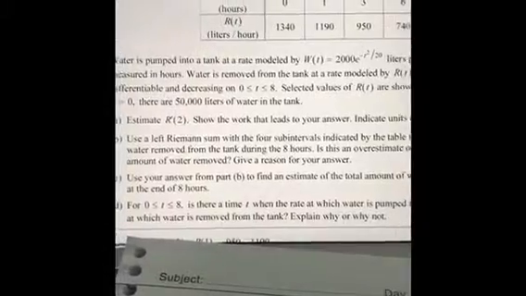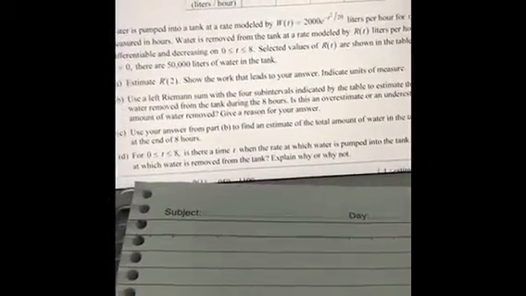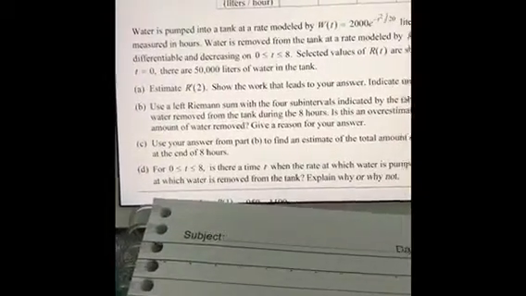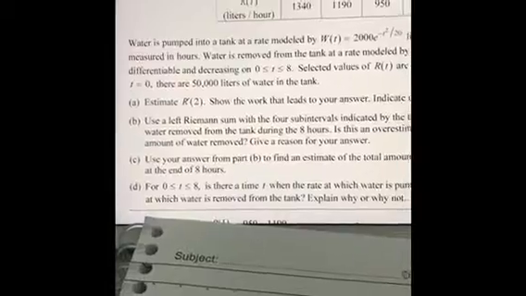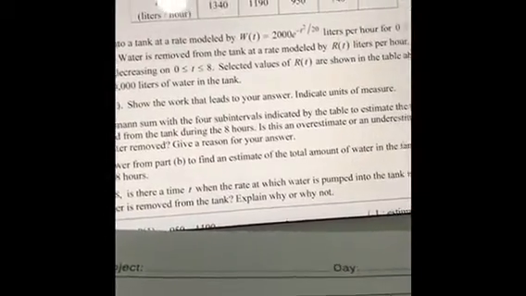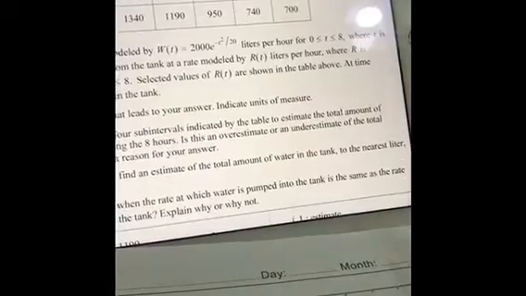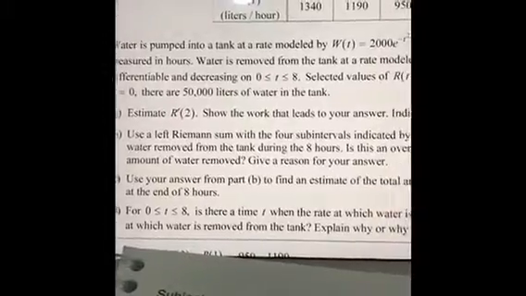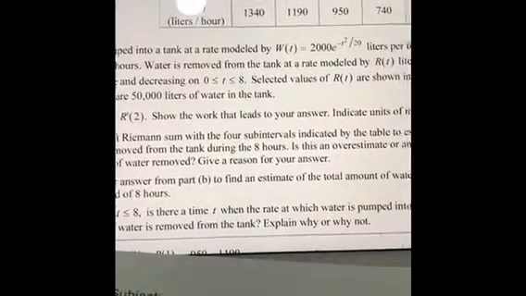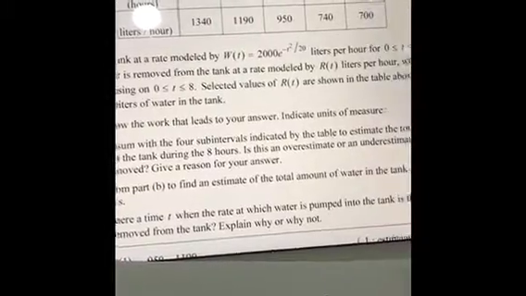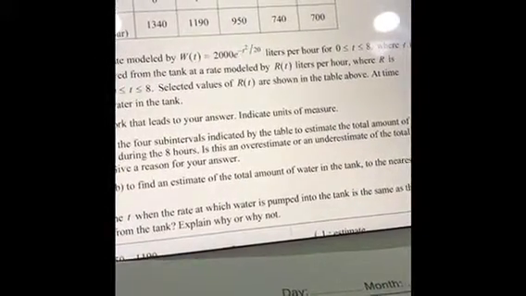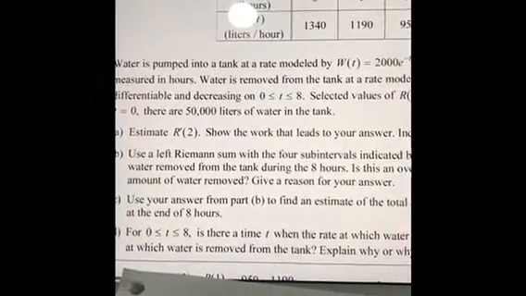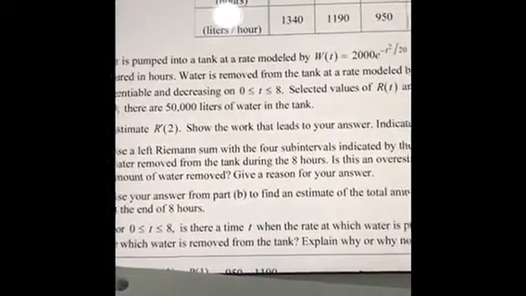And thank you. Here is a free response question from 2016, question number 1. The question says, water is pumped into a tank at a rate modeled by this equation, liters per hour, for 0 to 8, where t is measured in hours. Water is removed from the tank at the rate modeled by R(t), liters per hour, where R is differentiable and decreasing from 0 to 8.